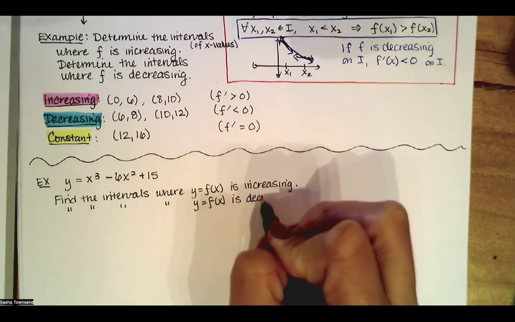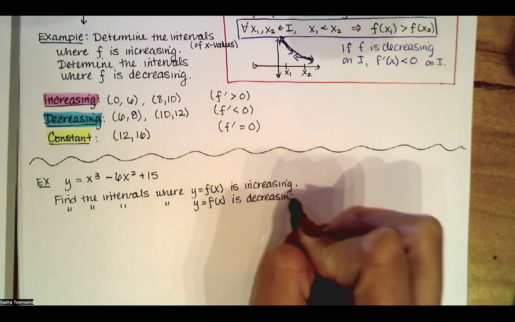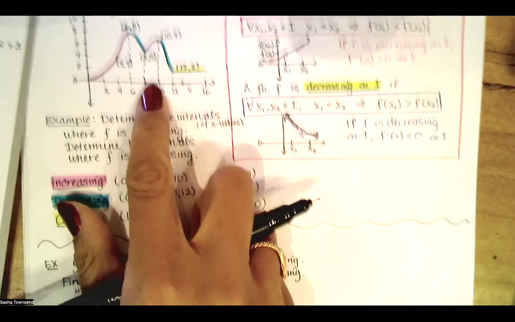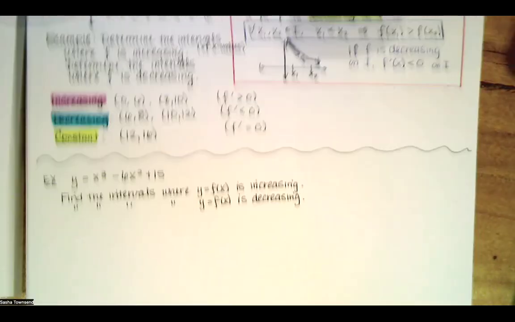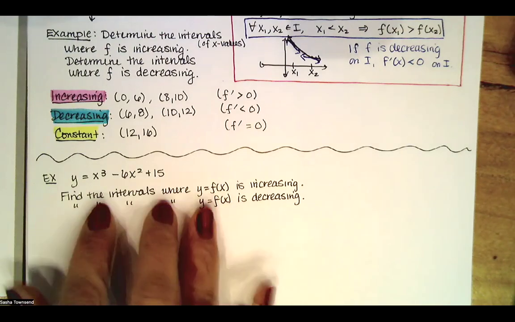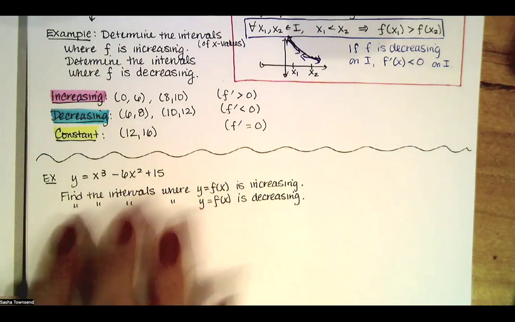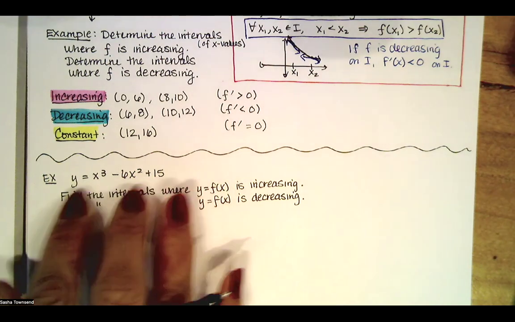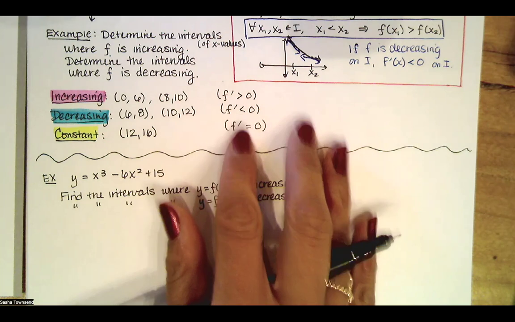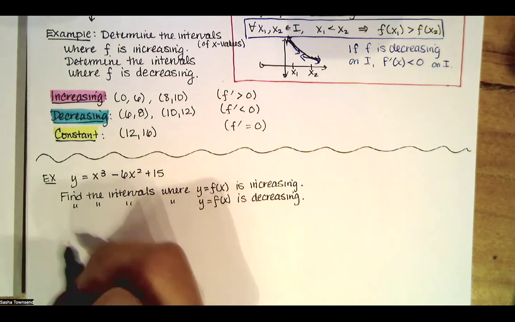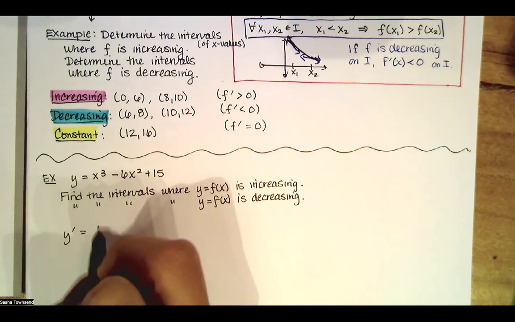So most of the time our function is going to increase some of the time and decrease the other part of the time, like we have here: increasing, decreasing, increasing, decreasing, and then constant. So we're just trying to find those intervals for this particular function. Well, we can find those intervals by first computing the derivative and then looking at where the derivative is positive, negative, or 0. So first I'll compute y prime.